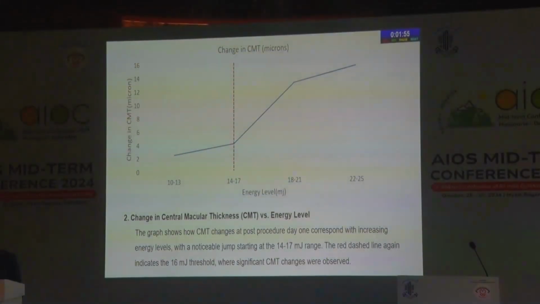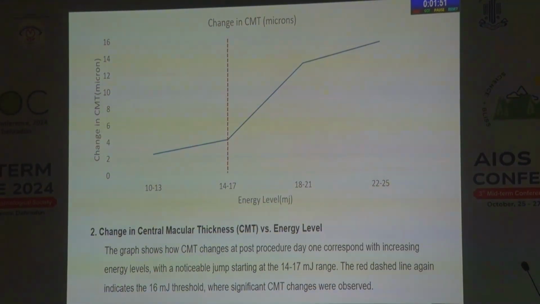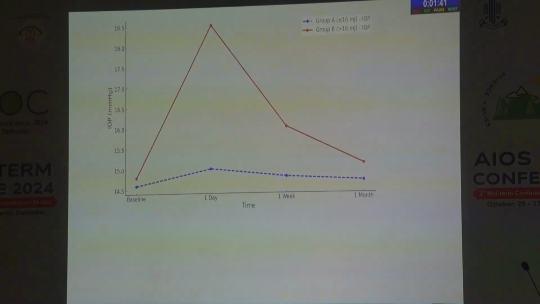Now, coming to the results, the first plot demonstrates the relationship between different energy levels and the corresponding changes in IOP at post-procedure day 1. The red dashed line marks the 16 millijoule threshold, indicating a sharp increase in IOP changes beyond this energy level. Now, this graph shows how CMT changes at post-procedure day 1 correspond with increasing energy level, with a noticeable jump starting at the 14 to 17 millijoule range. The red dashed line again indicates the 16 millijoule threshold where significant CMT changes were observed.